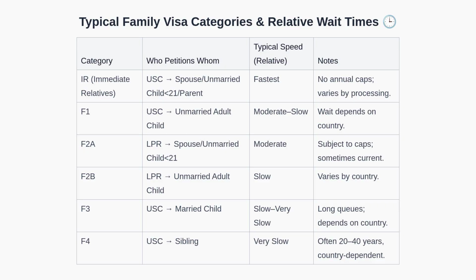This table outlines common family-based categories and their relative speeds. Immediate relatives of U.S. citizens are generally the fastest because they are not subject to annual numerical limits. Categories like F1, F2A, F2B, and F3 have annual caps and backlogs that vary by country of chargeability. The F4 sibling category is often the slowest, sometimes spanning 20 to 40 years. With this context, let's discuss the strategy behind filing a second petition to move into a faster category when possible.